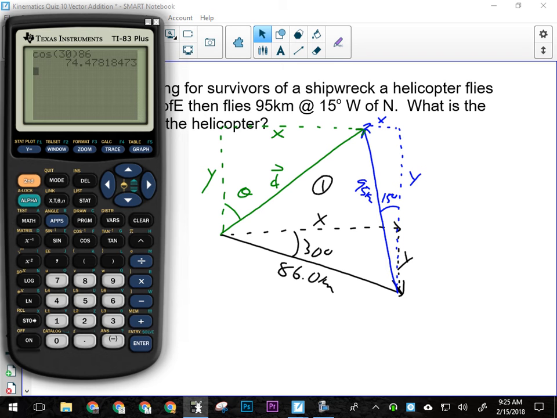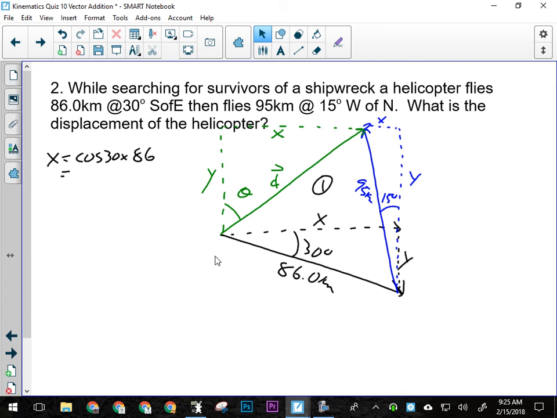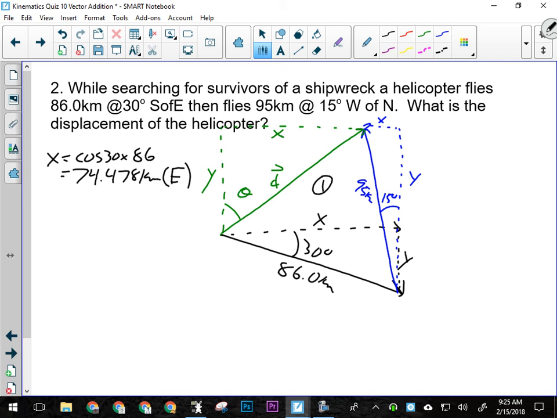All right, so 74.478 kilometers. Okay, and that is going to be east. And then y is going to be the sine of 30 degrees times 86. So that'll be 43.0 kilometers south. Okay, 1 mark each for those. Everybody with me on that?